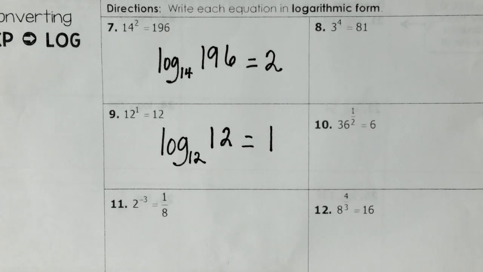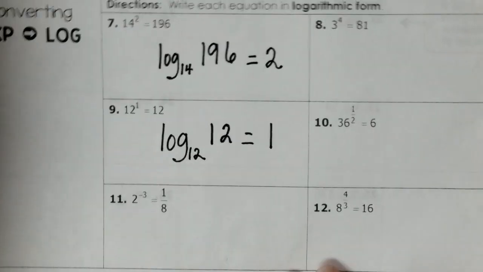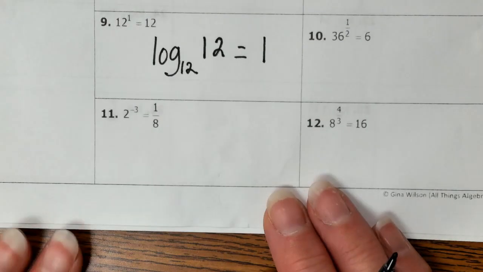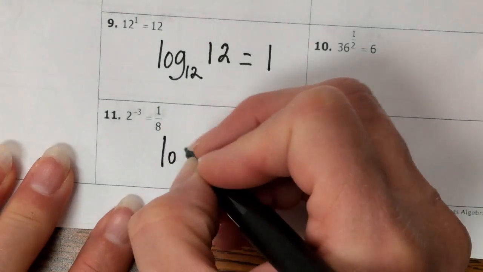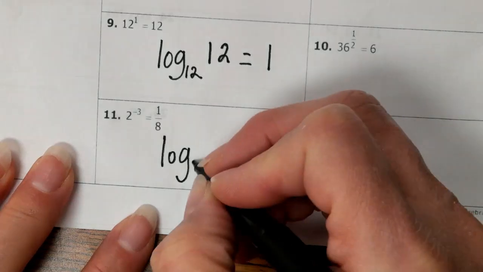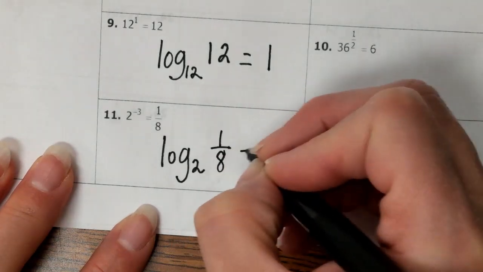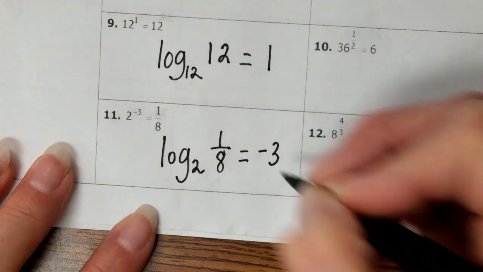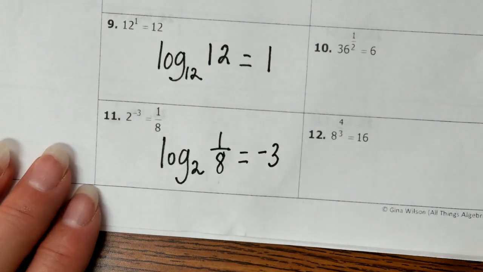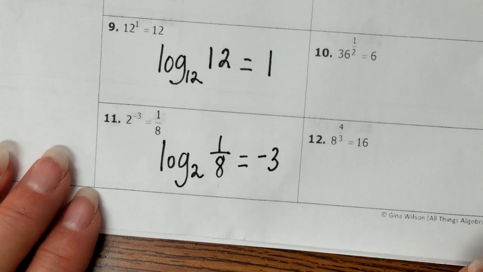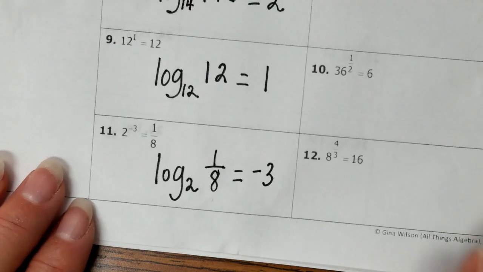You rewrote it. What do you guys think about number 11? It's going to say log what? Little base 2. 1/8 equals negative 3. You got it. Okay. I want to pause for just a moment, and I want you guys to do the evens on this page 9.